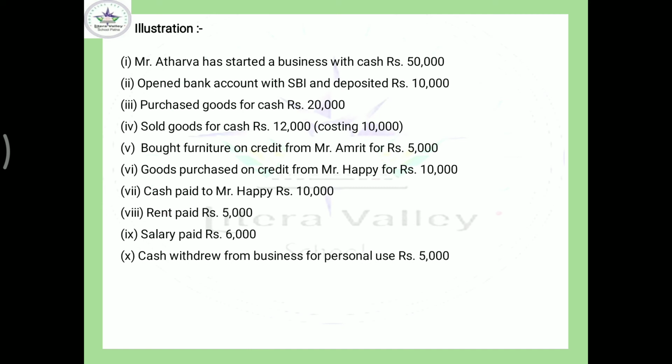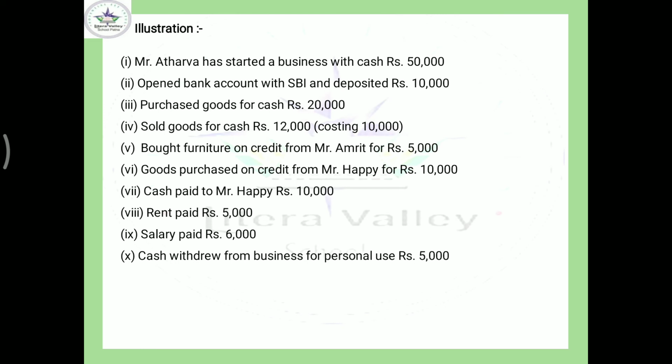And furniture, why is furniture a fixed asset? Because Mr. Tharv is not doing the business of furniture selling and purchasing, meaning he is not a furniture merchant. So furniture is an asset here. So the effect is equal. Furniture will increase by 5,000 and the liability side under the subhead of vendor will also increase by 5,000.